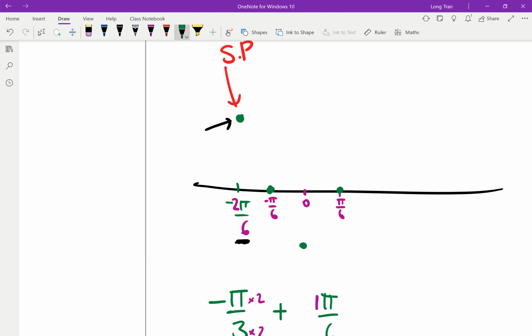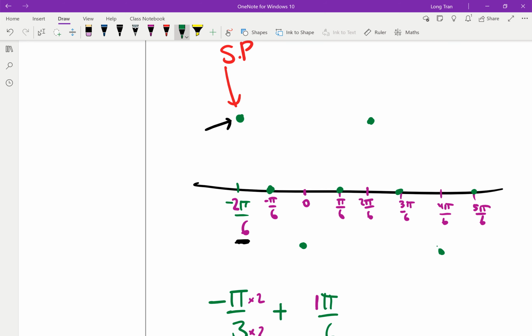Then to get to the maximum again, that means it has to go an extra pi on 6. Oh, sorry, 2 pi on 6. And then 3 pi on 6. And then 4 pi on 6. And then 5 pi on 6. Can you see what I'm doing? I'm just following the quarter cycle. So it goes maximum, center, minimum, center.